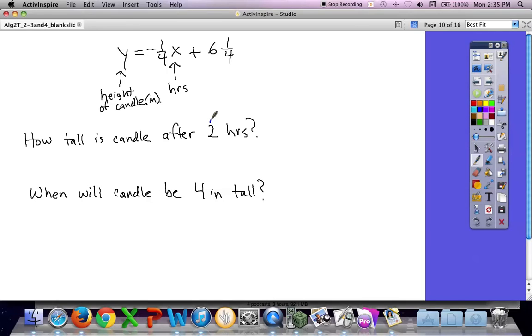That means plug in the 2 here, right? So y equals negative 1/4 times 2 plus 6 1/4, which is negative 1/2 plus 6 1/4, which is 5 3/4.